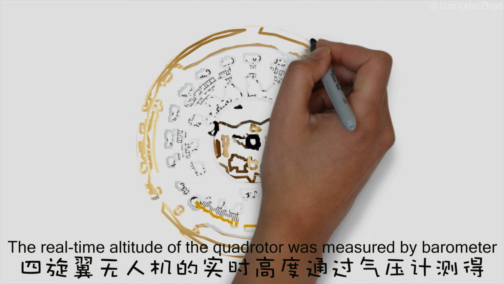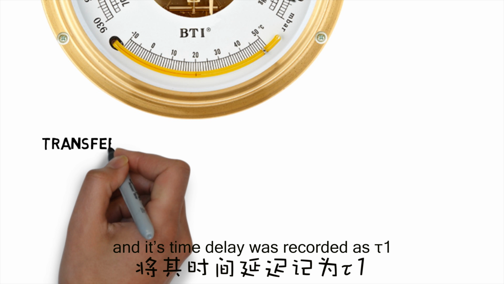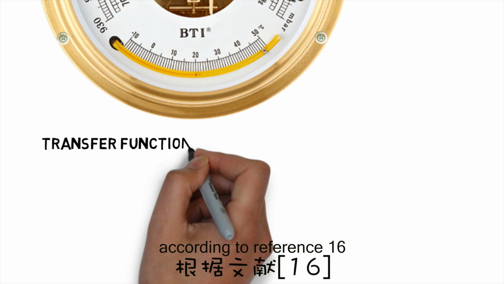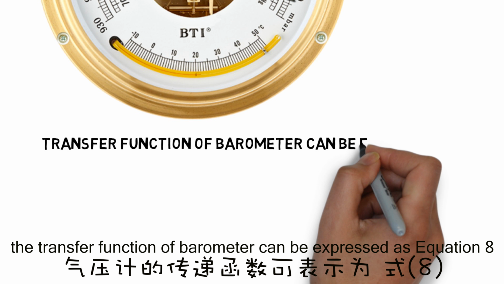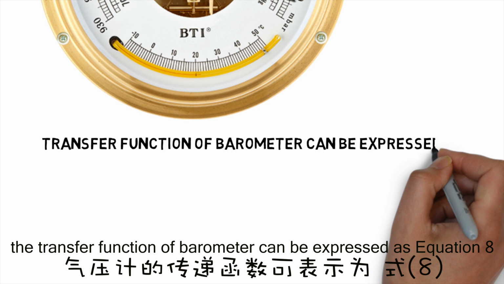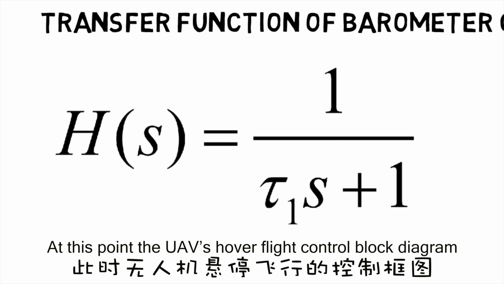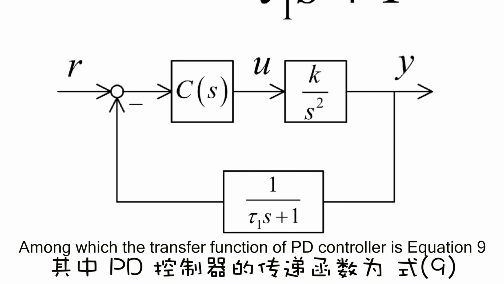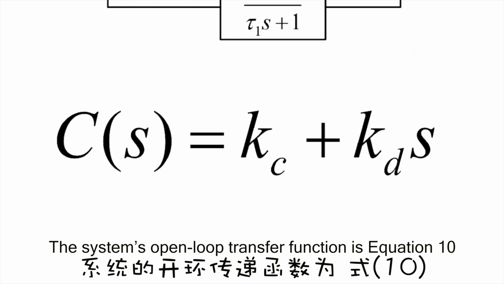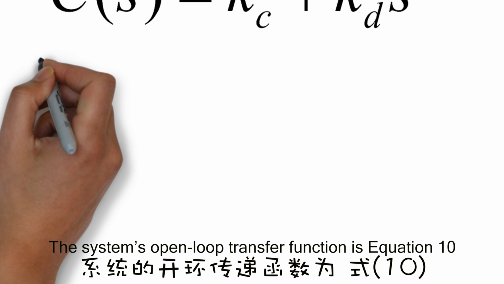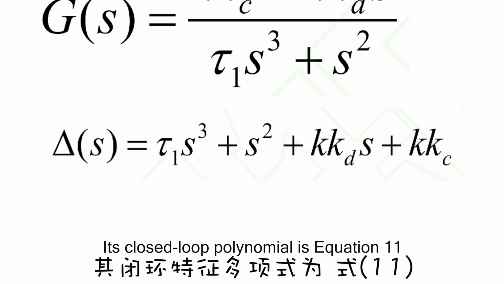The real-time altitude of the quad-rotor is measured by a barometer, and its time delay is recorded as TAF1. According to reference 16, the transfer function of the barometer can be expressed as equation 8. At this point, the UAV's hover flight control block diagram is shown in figure 2, in which the transfer function of the PD controller is equation 9. The system's open-loop transfer function is equation 10. Its closed-loop polynomial is equation 11.